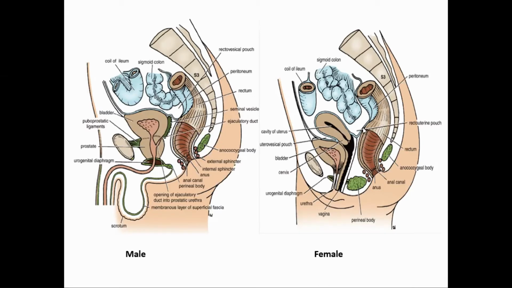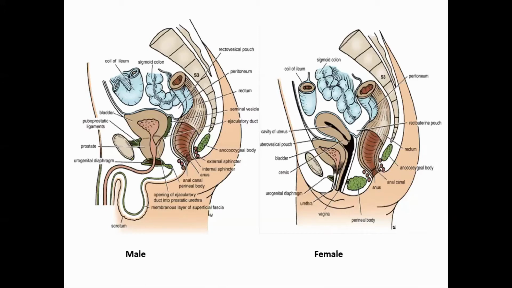Now there is also a peritoneal reflection from the rectum to the uterus as well as the proximal part of the vagina. Now it forms which pouch? Recto-uterine pouch of Douglas, not the rectovesical pouch. Recto-uterine pouch of Douglas. Clear?